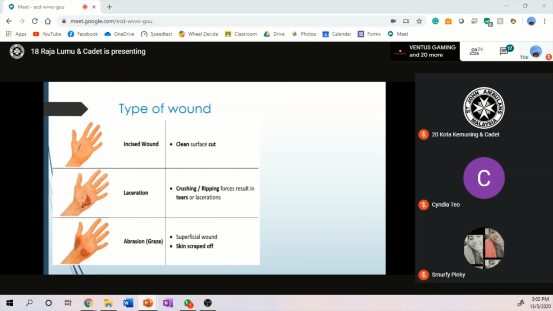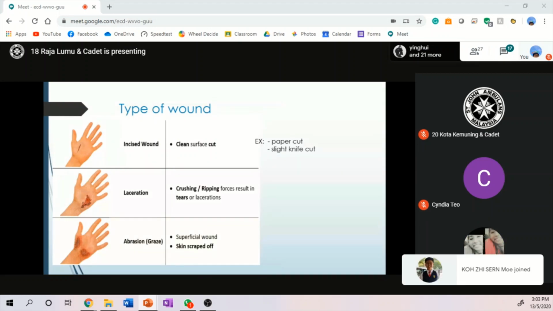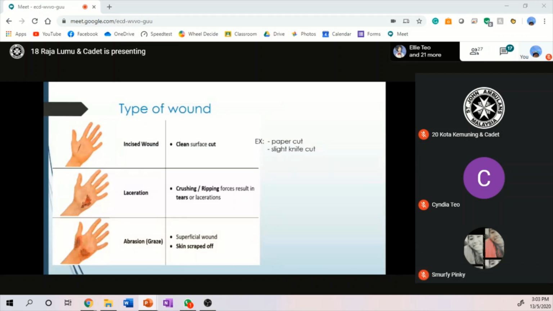First one is the incised wound. Yeah, the first picture. A clean surface cut. The incised wound is caused by a sharp object such as a knife, and something sharp. Then you accidentally cut your hand or your skin. Examples are a razor blade, a paper cut, a slight knife cut.